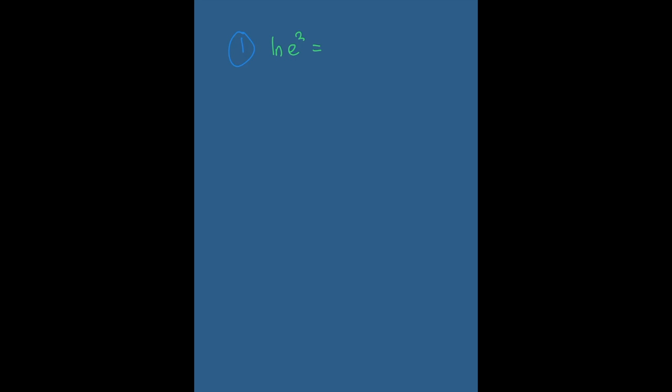This is asking me what is the natural log of e squared? Well, this sign, ln, means the log to the base of e. It's just a symbol you use so that we don't get confused with log base 10. So what this question is asking me is what power of e will give me e squared. So obviously it has to be 2.